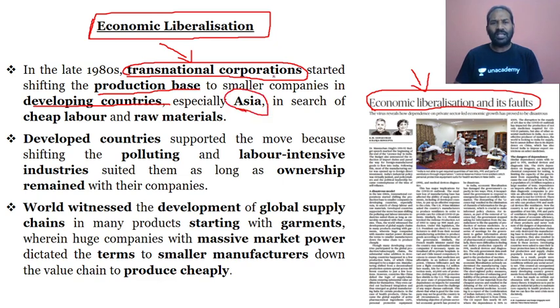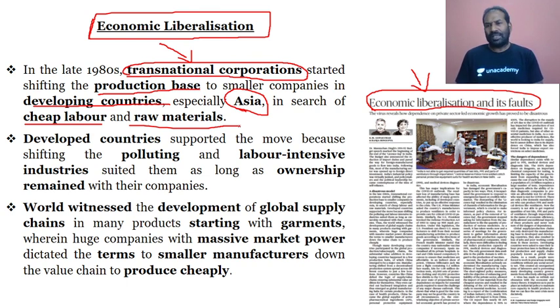And this transnational corporation, in the 1980s, shifted the production base from the developed countries to the developing countries. While focusing on the developing countries, they especially identified Asia. Why Asia? Because they identified Asia in search of cheap labor and raw material. Please look at it.